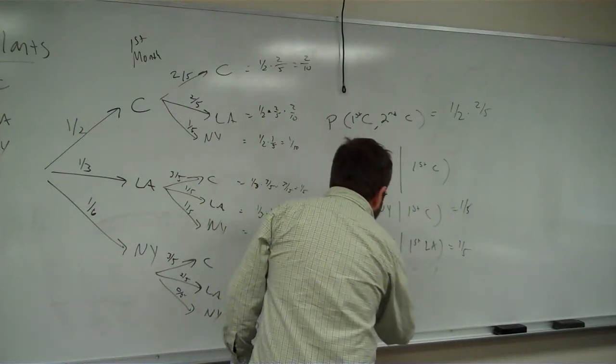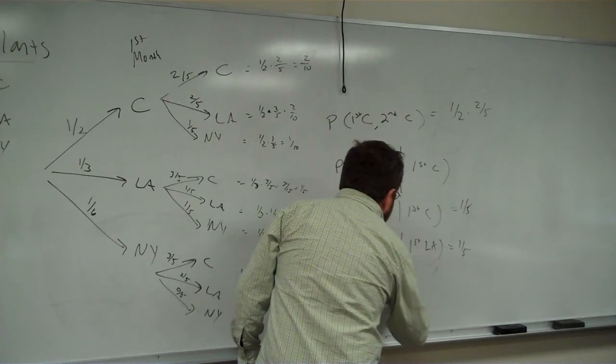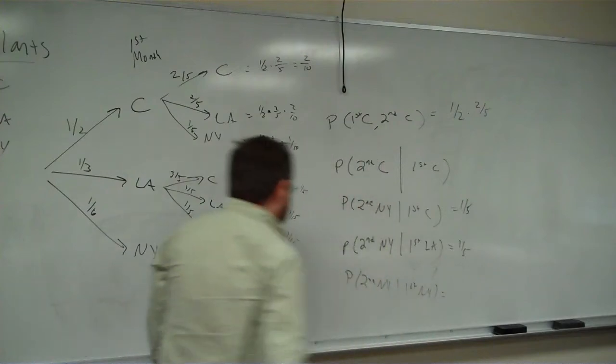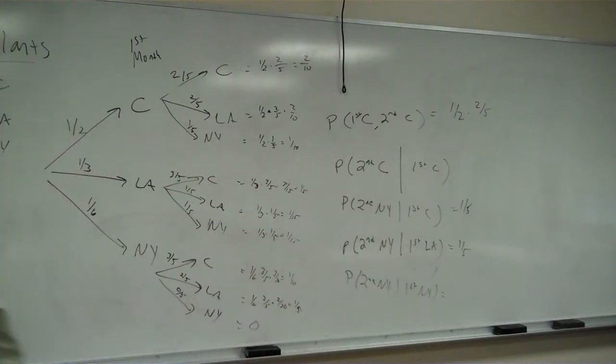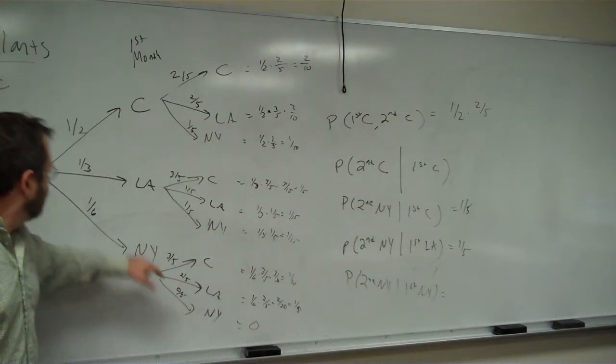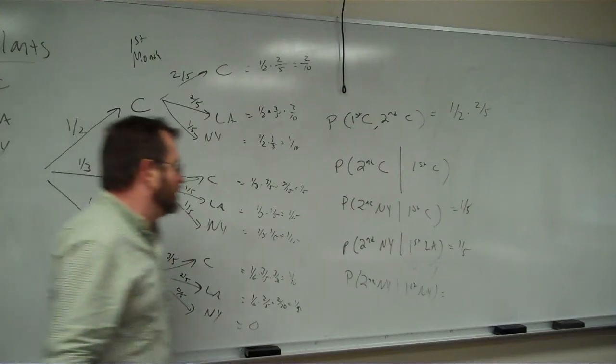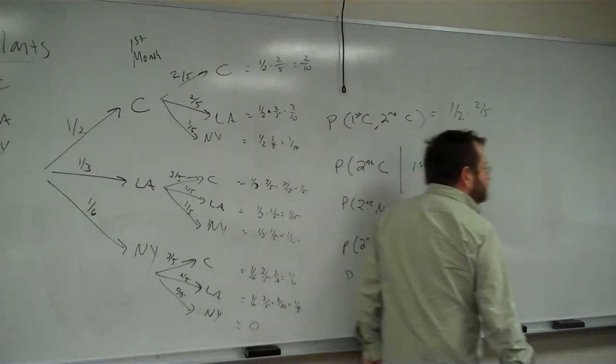What was the probability the second city was New York, given the first city was New York? 0. Right? That's how I came up with this number down here. Once we had crossed off New York, there were still 5 cities left, but none of them were New York, so this probability was 0.